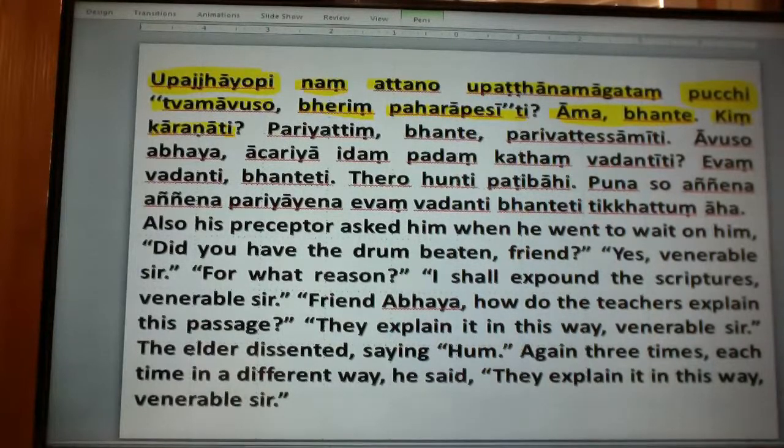Karana is a cause. What is a cause? To strike the drum, because it's not a usual strike. So that's why he wants to know. The preceptor wants to know why you strike the drum. What is the cause to strike the drum at the time? He asked. So he explained.